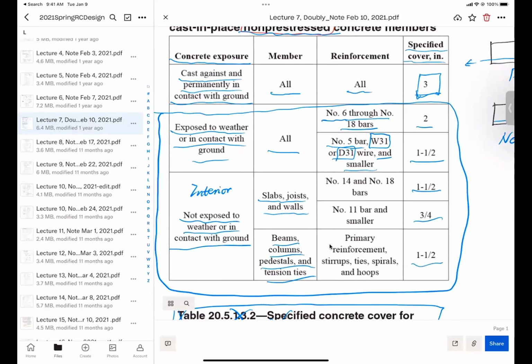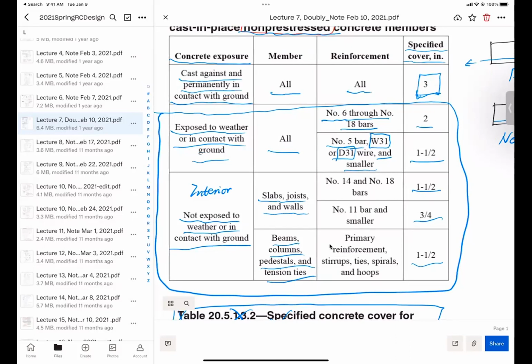The left is called concrete exposure. The middle is called member, reinforcement, specified concrete cover. Let me tell you, if I say this beam is sitting at the corner of the outside wall of BCH, which concrete exposure am I talking about here? Which one? Is it the first one, cast against and permanently in contact with ground? Is it this one, exposed to weather or in contact with ground? This one, not exposed to weather or in contact with ground? Or this one?